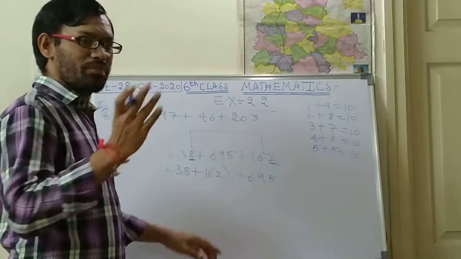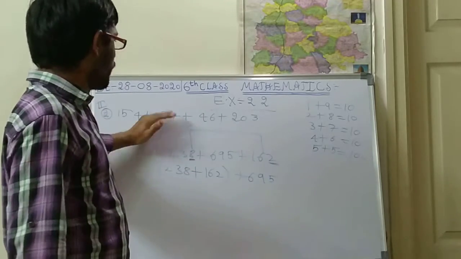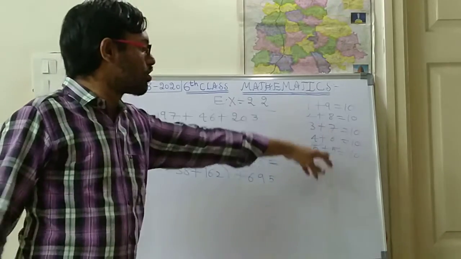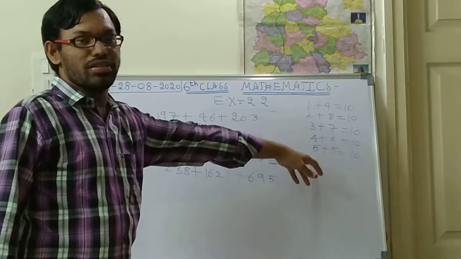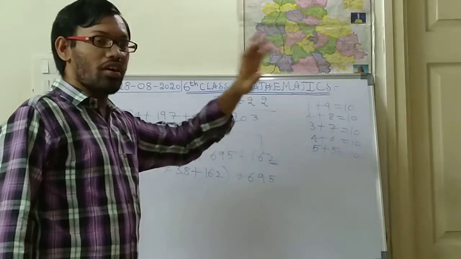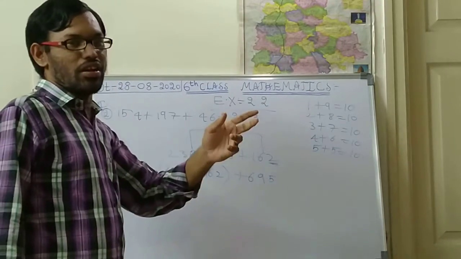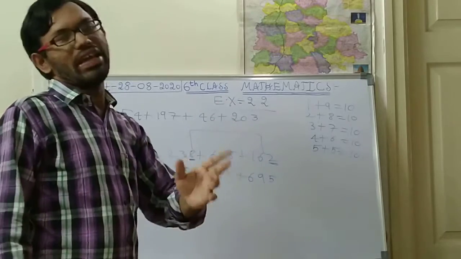I already explained this in that class. If four-digit numbers or four numbers are given also, you should use the trick I have told. If you don't remember, recall it once so that you can understand, and you can do it very easily.